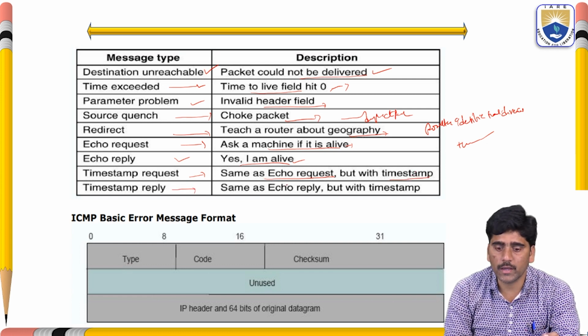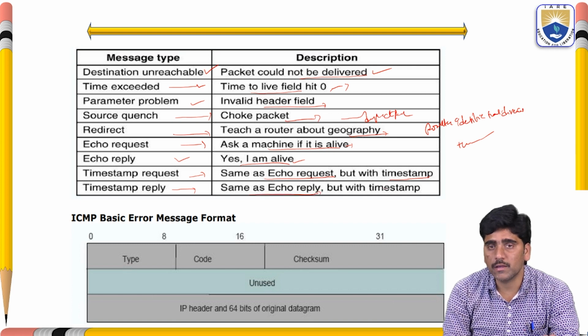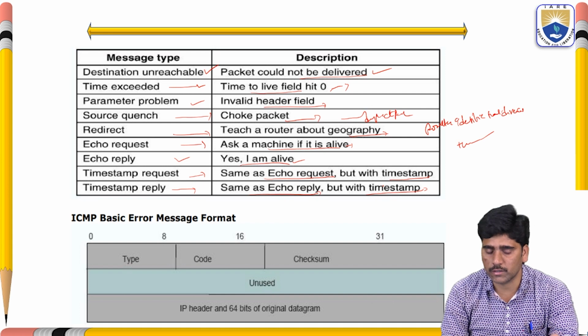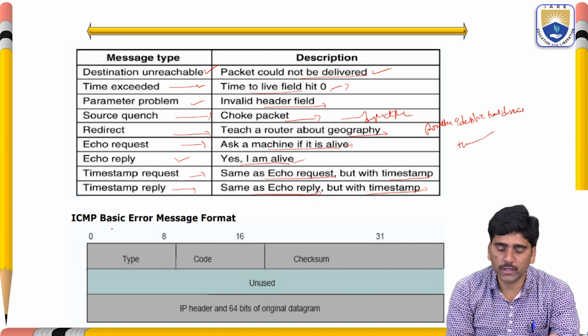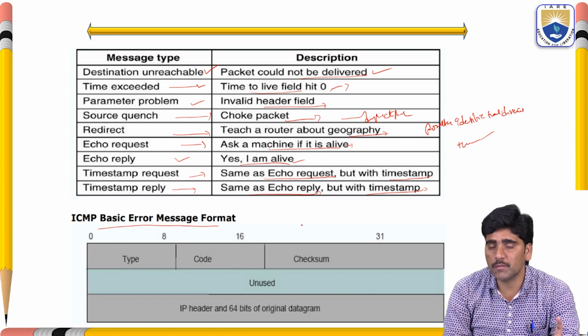And timestamp reply. Same as echo reply, but with the timestamp it is given. And here we can see the ICMP basic error message format.